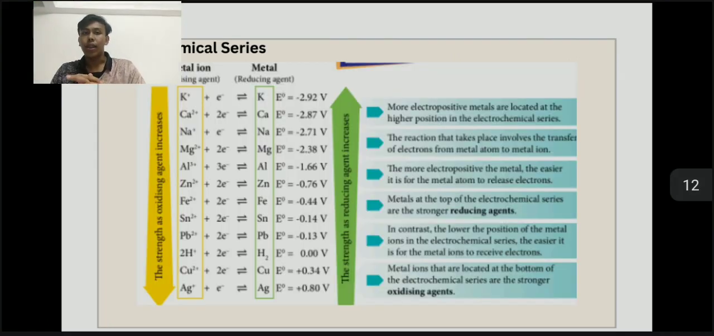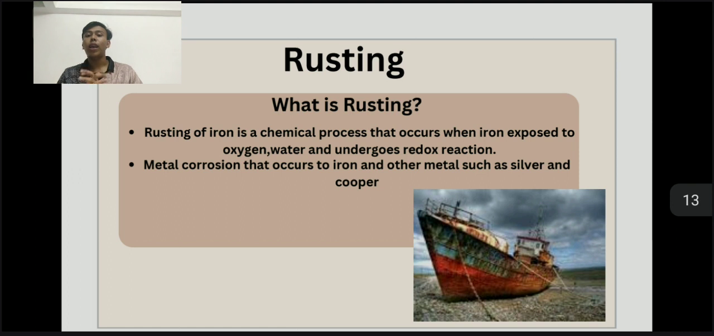Electrochemical series. As you can see, as the strength as oxidizing agent increases, the list goes down. As the strength of reducing agent increases, the list goes up. Here comes the second part of my presentation, which is rusting.